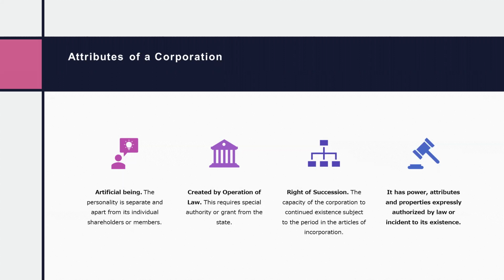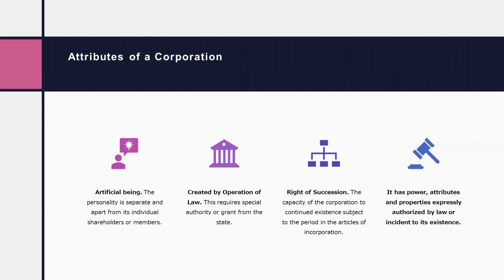Another thing is that it is created by operation of law. Unlike a partnership, which can be formed by just a mere agreement of the partners, a corporation is unique because you cannot really form a corporation unless it is enacted by the law. So this requires special authority or grant from the state.